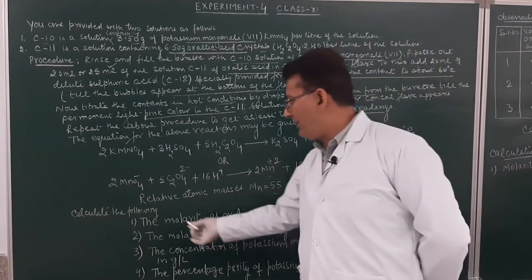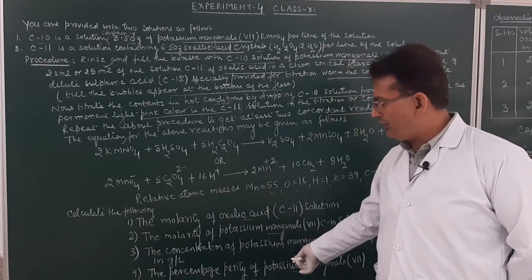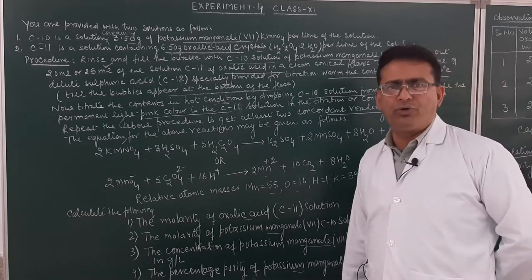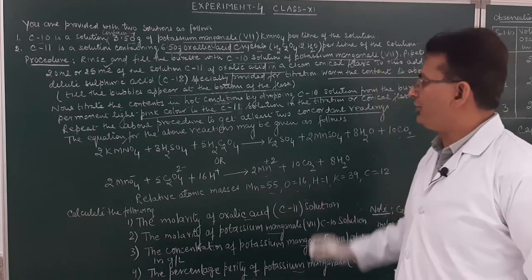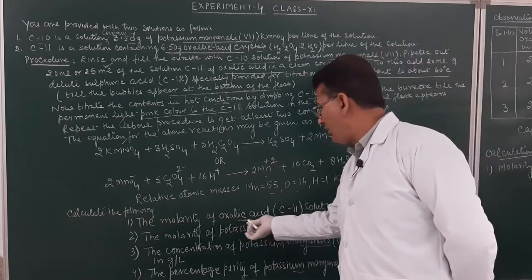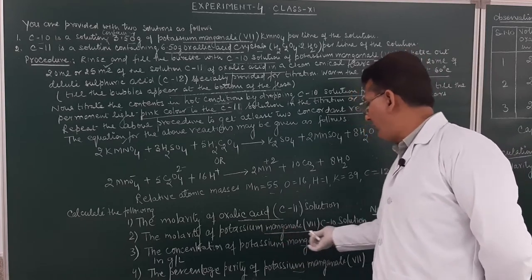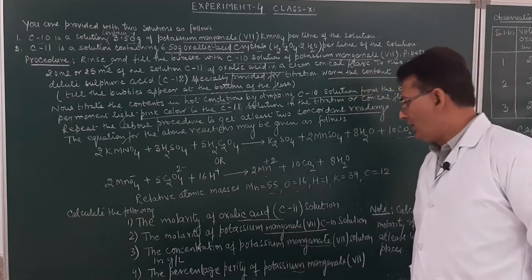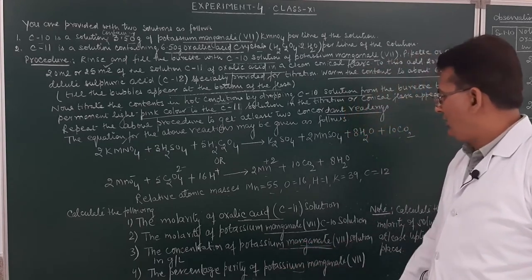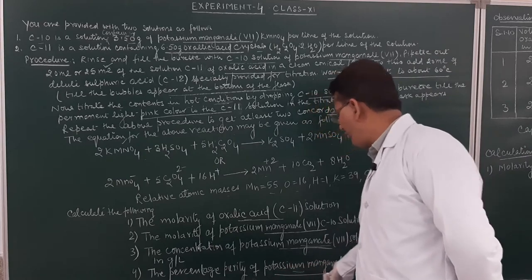In this experiment number 4, you have to calculate the following. The questions being asked here are slightly different from those in experiment number 3, although the procedure of the titration is the same. You have to calculate the molarity of oxalic acid solution, C11. Then the molarity of KMnO4 solution, which is C10. Then the concentration of potassium permanganate solution in gram per liter, and the percentage purity of potassium permanganate.